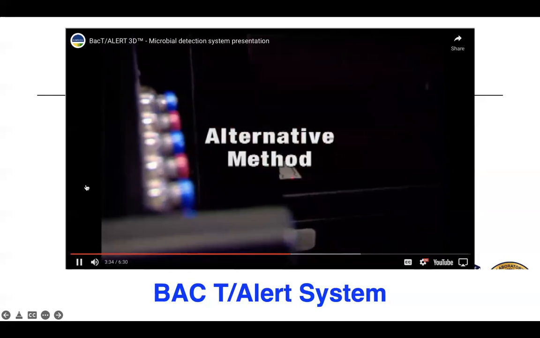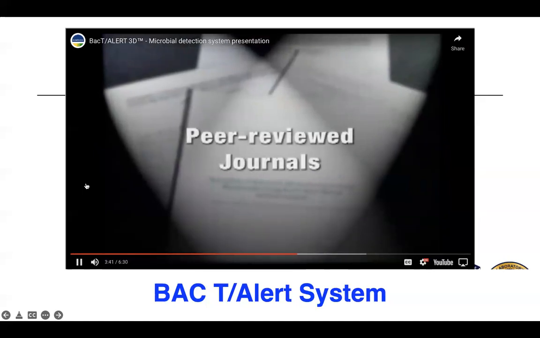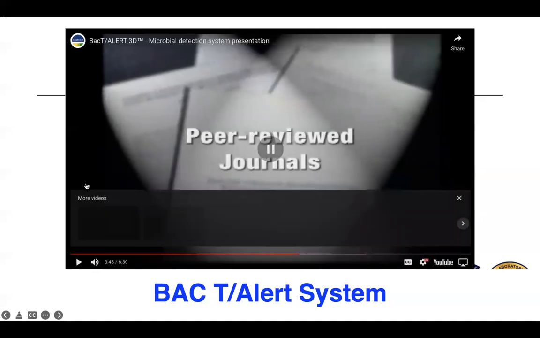BacT-Alert 3D reliability and accuracy have been proven in labs around the world, and documented results by independent researchers have been published in many peer-reviewed journals.